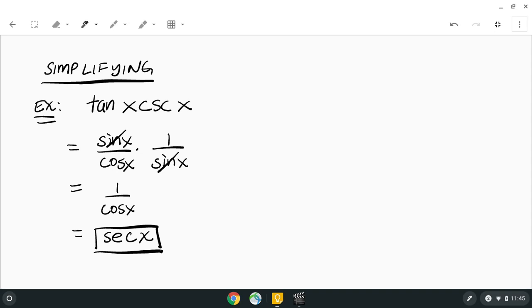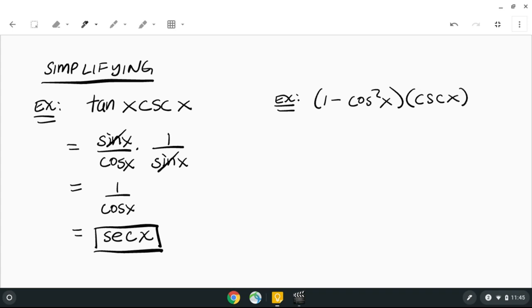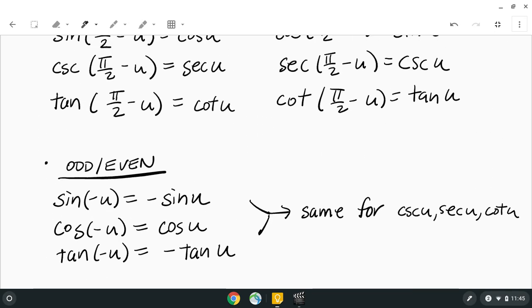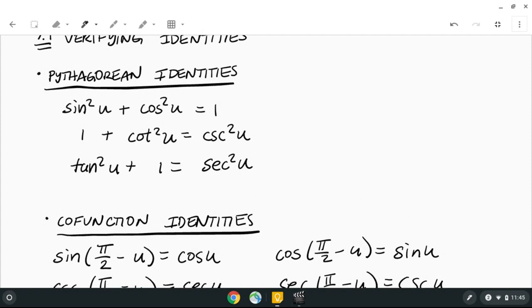Okay, let's take a look at this one here. Suppose that you have to simplify 1 minus cosine squared x times cosecant x. Okay, so in the first example, we didn't have any squares, right? But in this example, we see cosine squared, and we also see that 1. Whenever you see a 1 and a square, like here, 1 and cosine squared, you should be thinking Pythagorean. So let's go back up here.